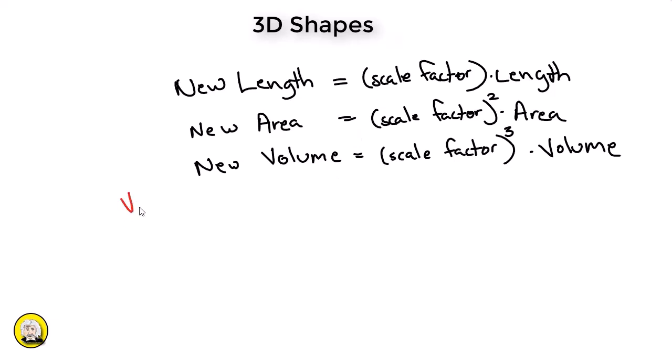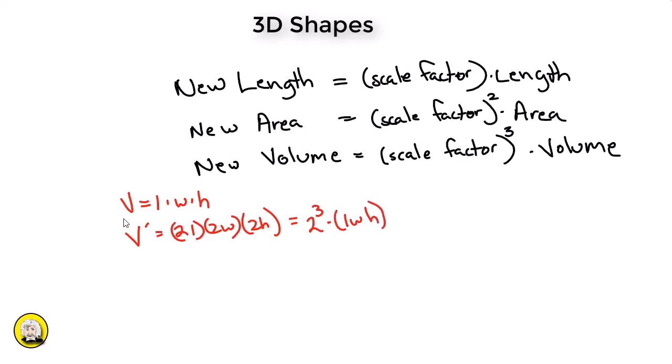So for my rectangular prism, I know my volume equals length times width times height, and my new volume, I'll call volume prime, equals, well, I've doubled my length, I doubled my width, and I doubled my height if I was scaling all the lengths. That in turn equals 2 cubed times length, width, height. And I know length, width, height is my original volume, so I can substitute that back in, and my new volume equals 2 cubed, 8 times my original volume V.